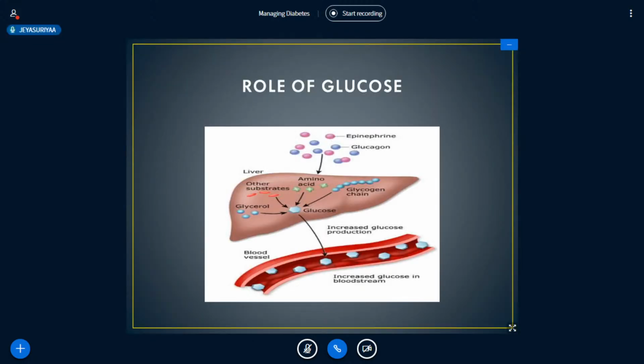Now, coming to what is the role of glucose? Glucose, a sugar, is a source of energy for the cells that make up muscles and other tissues. Glucose comes from two major sources, food and our liver. Sugar is absorbed into the bloodstream where it enters cells with the help of insulin.